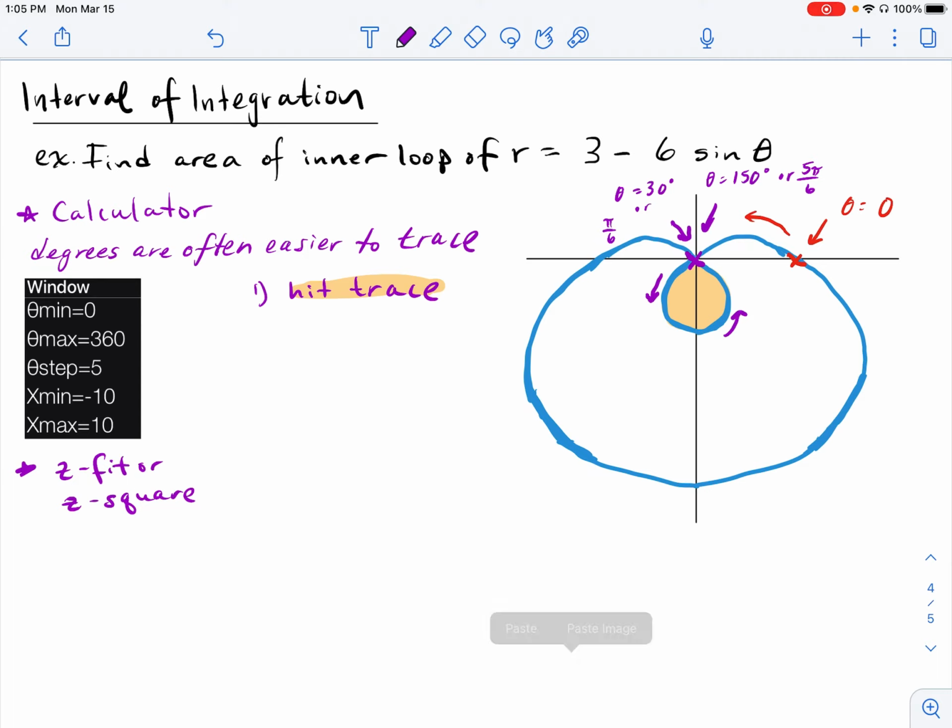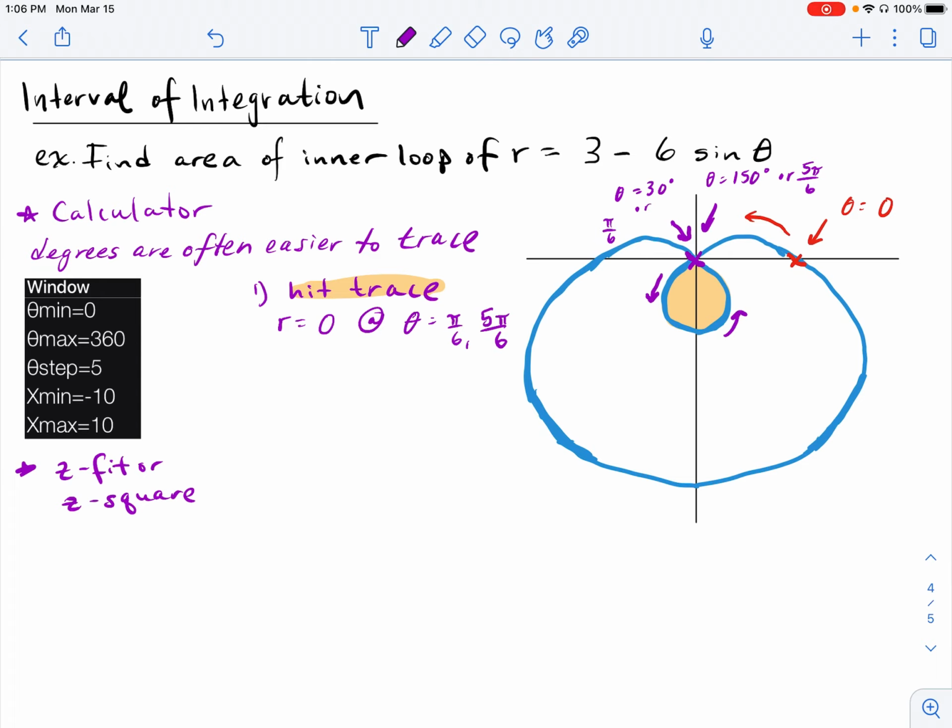We should notice that r is equal to 0, I apologize, at theta equal to pi over 6 and 5 pi over 6, okay? So it starts the loop at 30 degrees and closes the loop at 150 degrees.